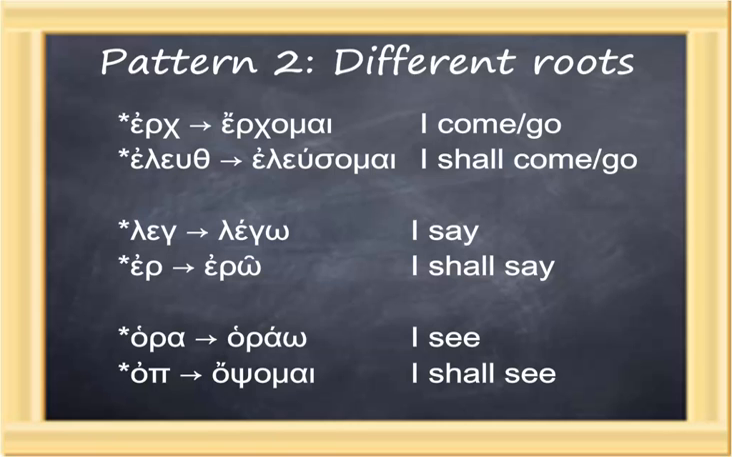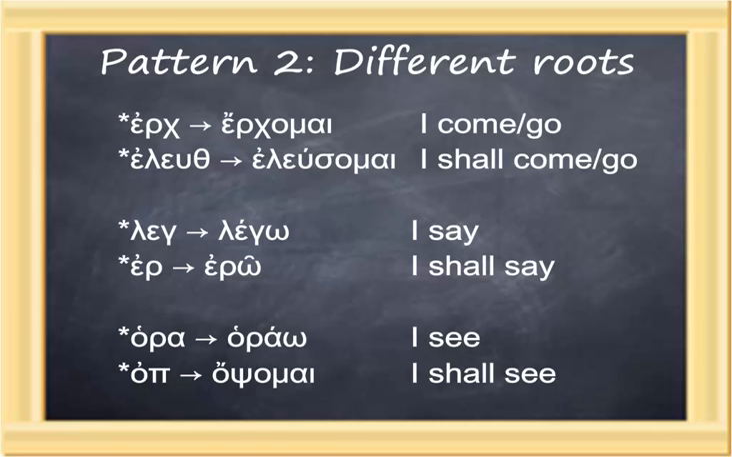So, erchomai, its future is eleusomai because the future uses a different root, eleuth. Ero is the future of lego because that particular verb uses a different root to form the future. Opsomai is the future of horao because, again, the verb horao has more than one root. There's no clear pattern as to whether a verb will have one root or multiple roots behind its 6 stems.